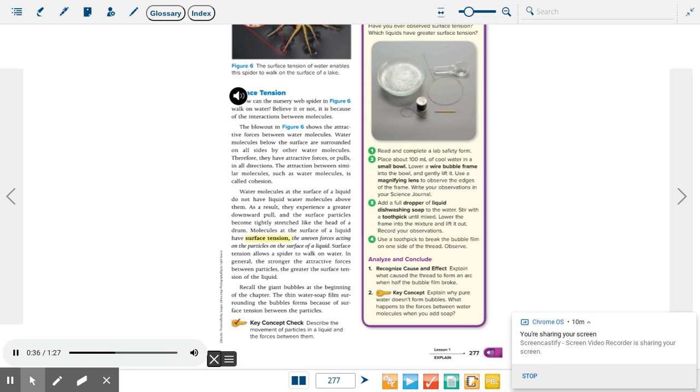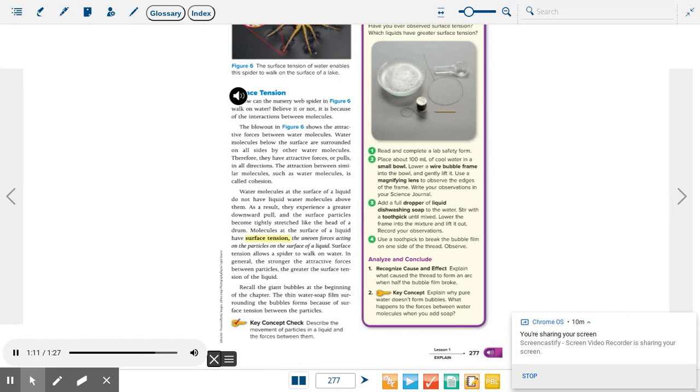Water molecules at the surface of a liquid do not have liquid water molecules above them. As a result, they experience a greater downward pull, and the surface particles become tightly stretched like the head of a drum. Molecules at the surface of a liquid have surface tension, the uneven forces acting on the particles on the surface of a liquid. Surface tension allows a spider to walk on water. In general, the stronger the attractive forces between particles, the greater the surface tension of the liquid.